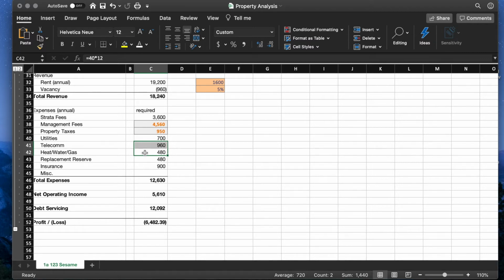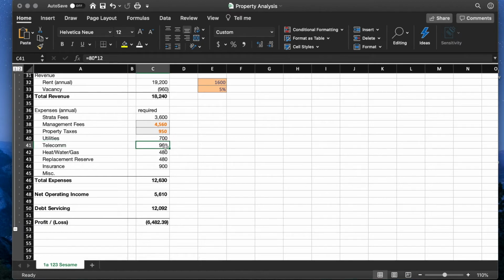So sometimes really good things to look at. We actually included Wi-Fi internet in the rent for that tenant, and they absolutely loved it.